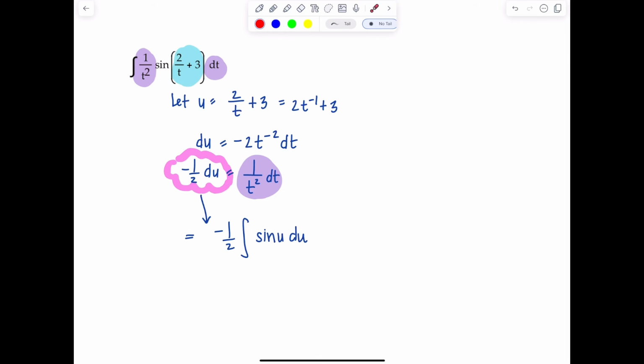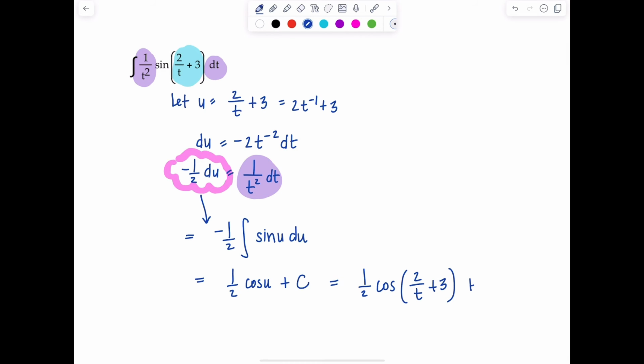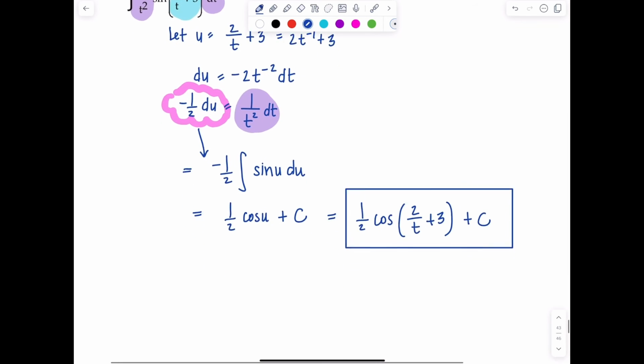So whose derivative did we take to get sine of u? Remember, derivative of cosine u would be negative sine u. Oh, there's already a negative. So if we're going backwards, this is just positive 1/2 cosine u plus c. And then go back to the original variable. 1/2 cosine of u was 2/t plus 3, plus c. Don't lose points by forgetting the plus c, okay? I'm warning you. If you're going to make a mistake, make an original one. Don't make a very cliched one that you were warned about.